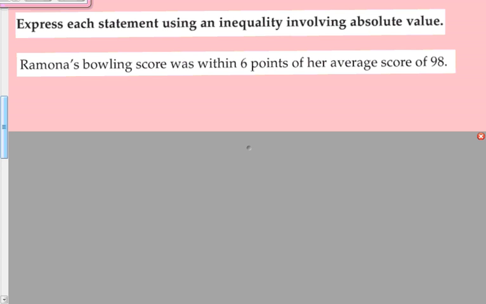Ramona's bowling score was within 6 points of her average score of 98. So this is what we're saying. If it's within 6, first of all, that's less than or equal to 6 points. So we know that's the range. It goes 6 points either way. So inside our bars, we're going to say her bowling score minus 98. It'll always be a subtract 98, less than or equal to 6, because its range is within 6. That's it. Let's do another one.